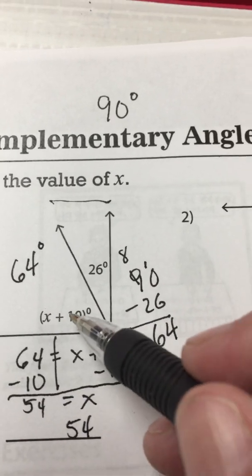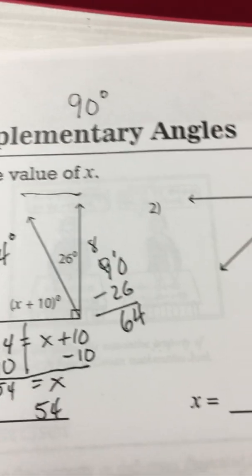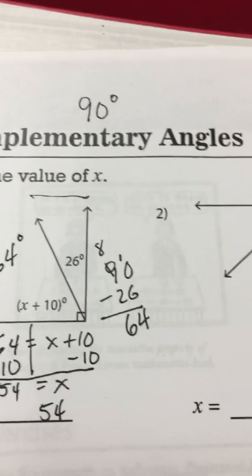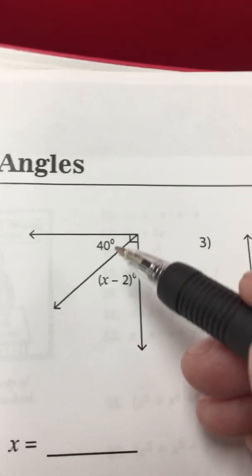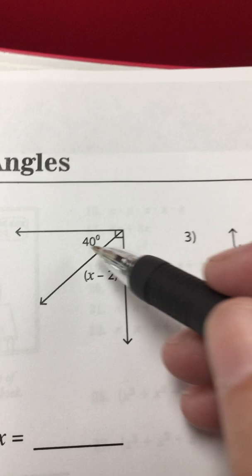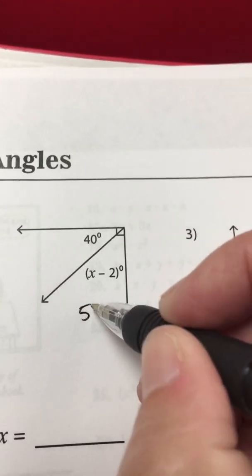And if you take 54 plus 10, you get 64, which is what we knew that angle needed to be. So we're just doing some easy little solving ones today, making our complementary angles just slightly harder than what they used to be. So again, these two add up to 90 degrees, so that one's 40. This one must be 50 degrees.